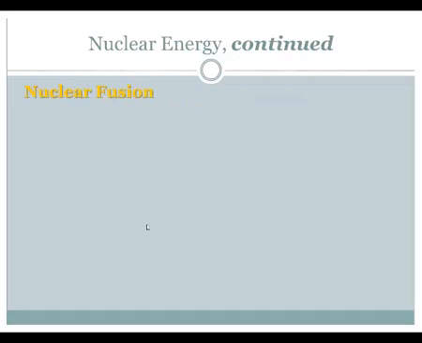Nuclear fusion. Nuclear fusion is the reaction that occurs on the sun. And the reason we're going to talk about this right here is so that we can look at the difference between fission and fusion.